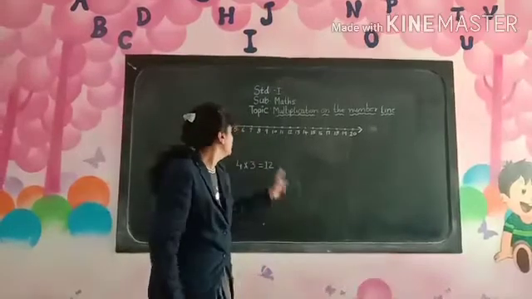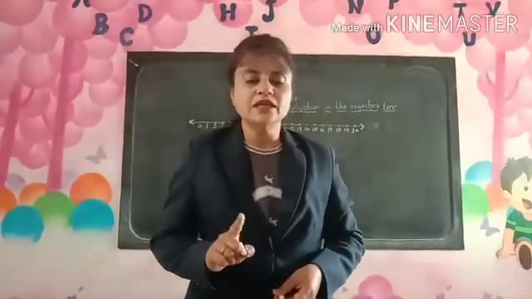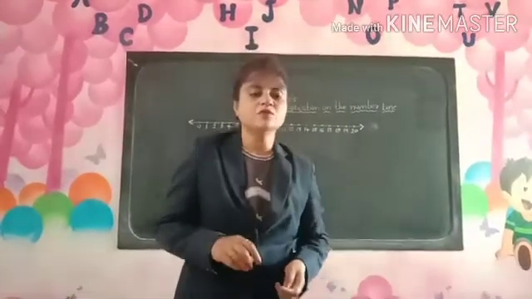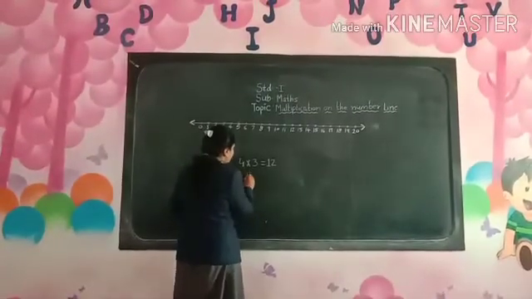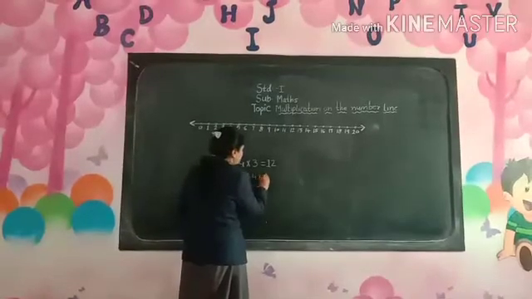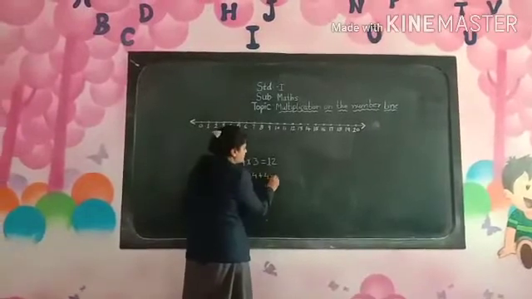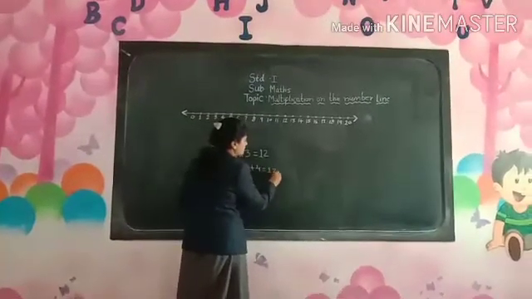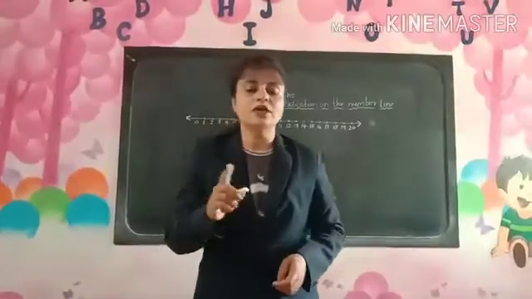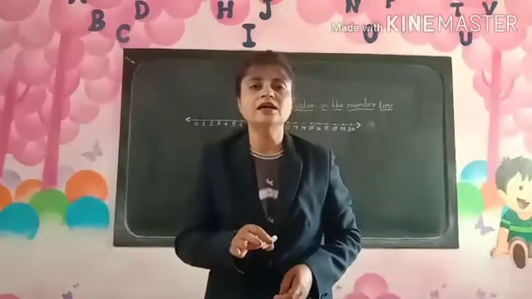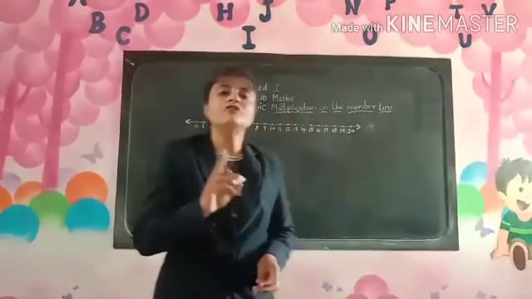Now see here, 4 into 3 equals 12. 4 times 3 equals 12. We have seen that in equal groups also. 4 plus 4 plus 4: 4 plus 4 is 8, 9, 10, 11, 12, so we do the addition. In the same group the answer will be the same. Now we will see how we can do the multiplication using the number line, how we get the answer 12.